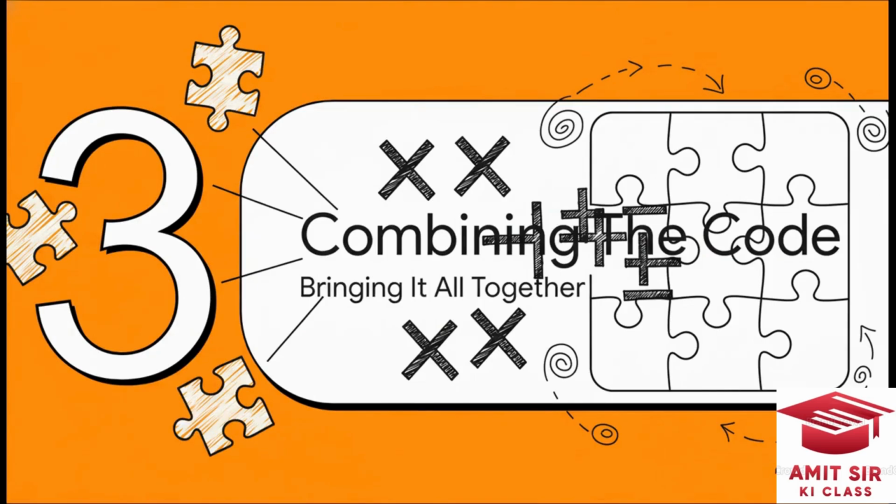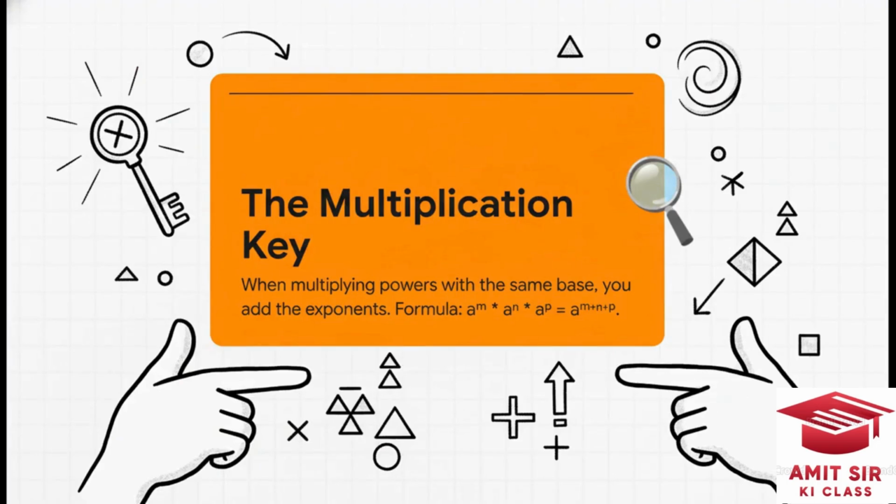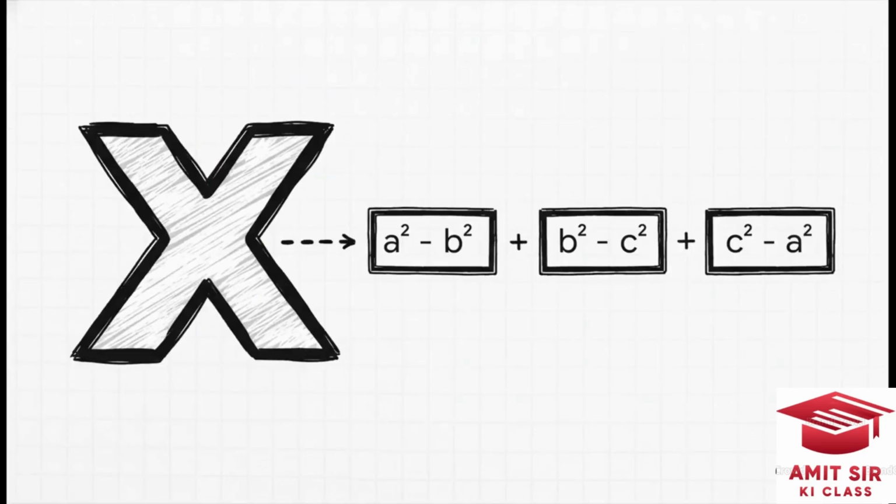Okay, we've dealt with each individual piece of this puzzle. Now it's time to bring it all together into one single expression. And how do we do that? With our third key, of course, the multiplication key. This is probably the one you remember most from school. When you're multiplying powers that have the same base, you just add their exponents. That's all there is to it. So we take our base, which is x, and we just string all those exponents together with addition.